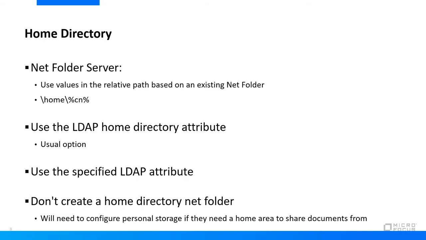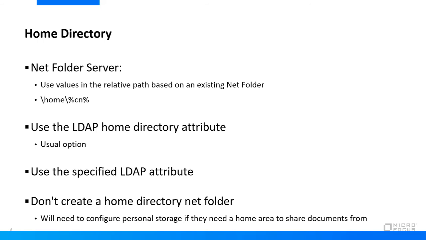Sometimes though that attribute isn't populated, so we can build that up based on existing netfolder servers that we've created and a subdirectory of that, and variables such as %cn or %sam account name for the subfolder of that their home directory is. We can also specify to use an LDAP attribute if you've got it populated in some other attribute that's exposed by LDAP. And of course we can say don't bother creating a home directory if you didn't want, and then users won't even see that option for My Files within the web interface.